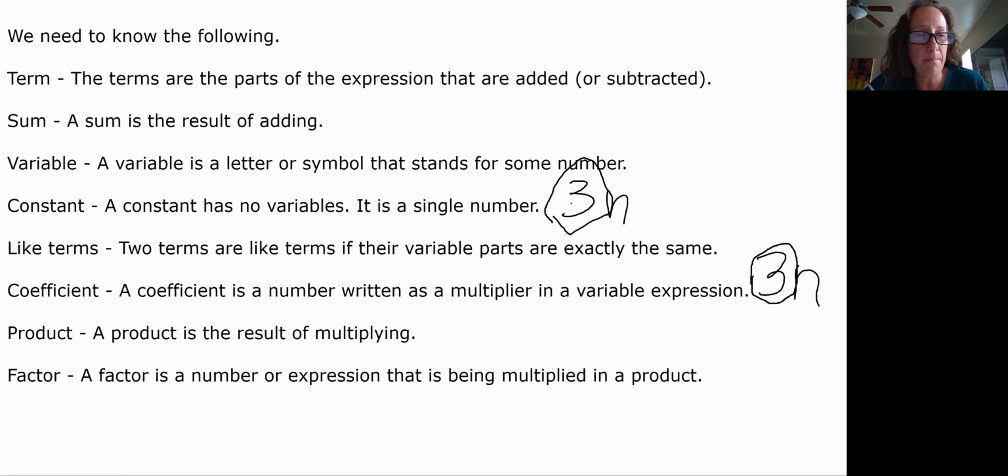3 is a constant. Yep, I don't even need to look. As long as it's just a number, it's a constant. So that's that one. We'll do one more for an example.